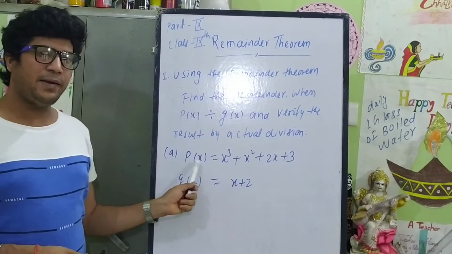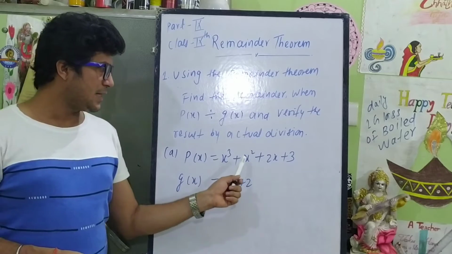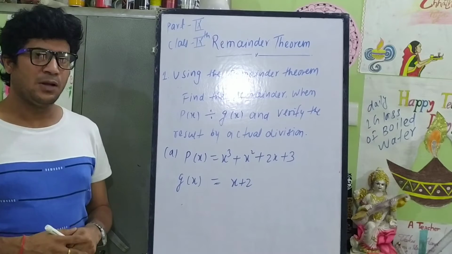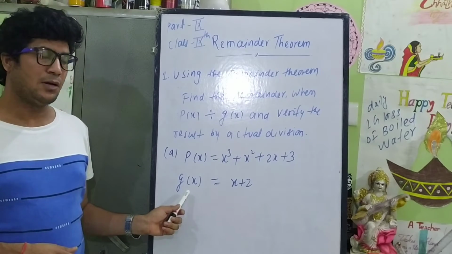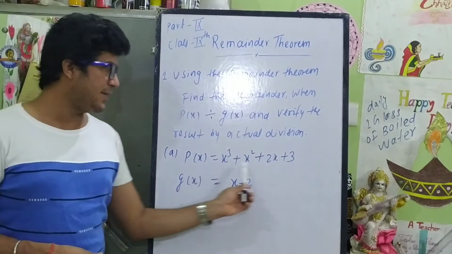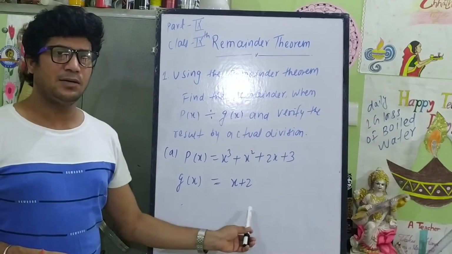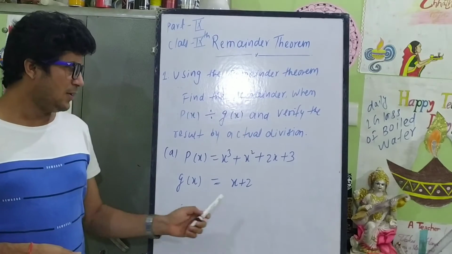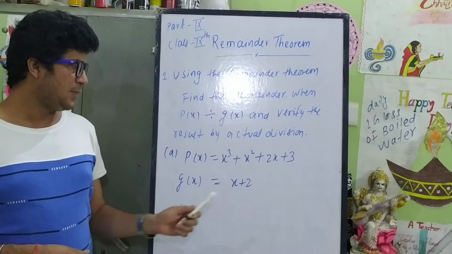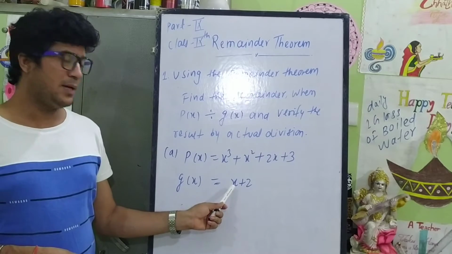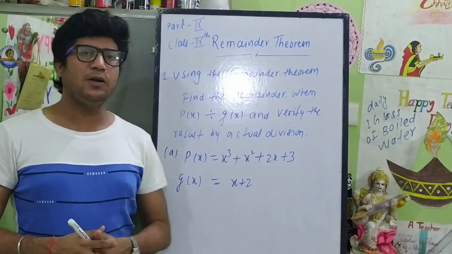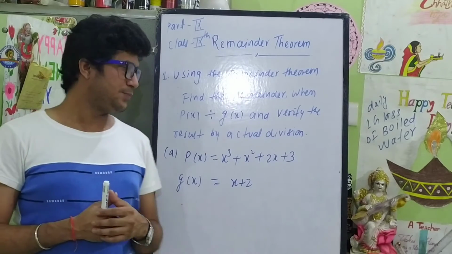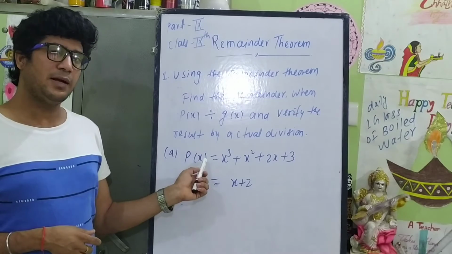The question: p of x is x cube plus x square plus 2x plus 3. It means the degree of the polynomial is 3. Now g of x is the divisor, and the p of x is the dividend. g of x equal to x plus 2. This is a linear polynomial, meaning the degree of the polynomial is 1. Here the degree of the polynomial is 3. Degree of a polynomial means the highest power of the term.